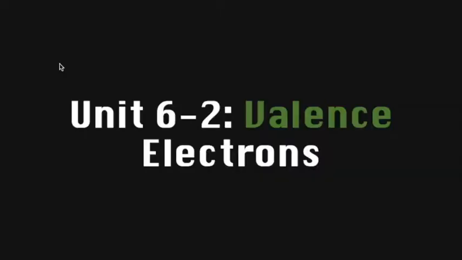So we're in our unit about the periodic table. And one of the most important things that you can learn from the periodic table is the number of valence electrons that an atom has. And the number of valence electrons is going to explain so much about an element, right? How many bonds it will form, how reactive it is, those sorts of things.